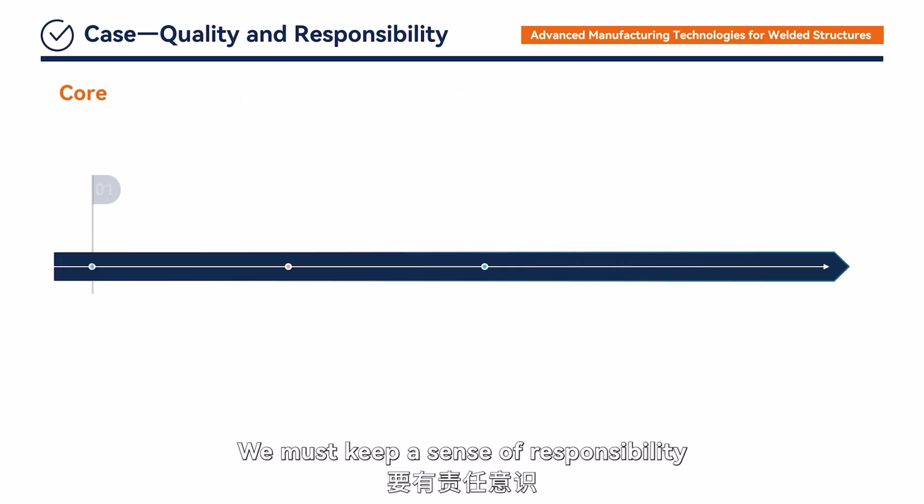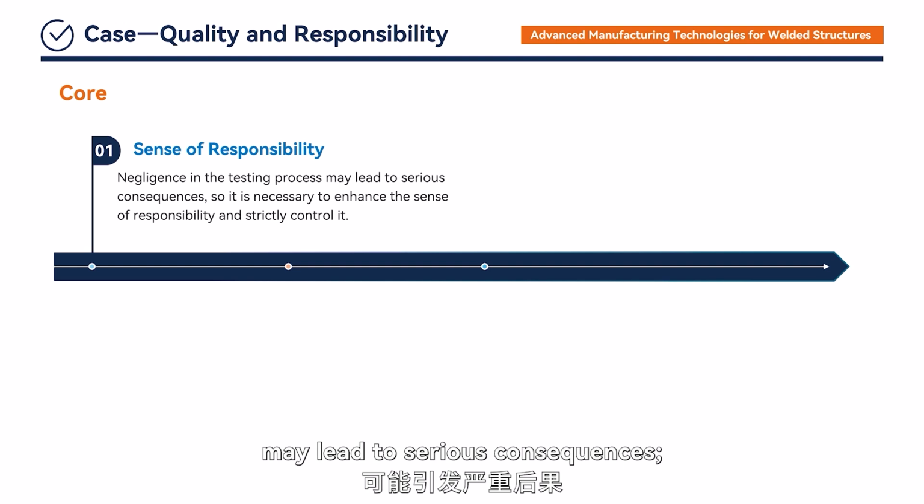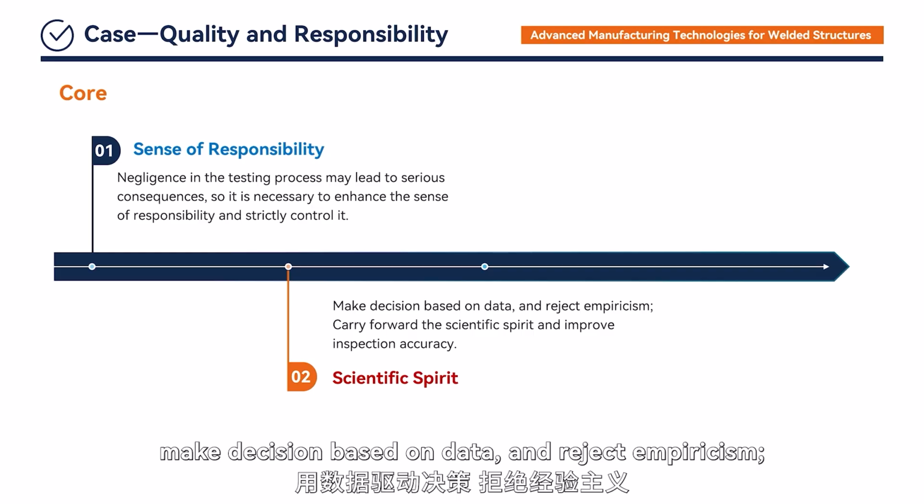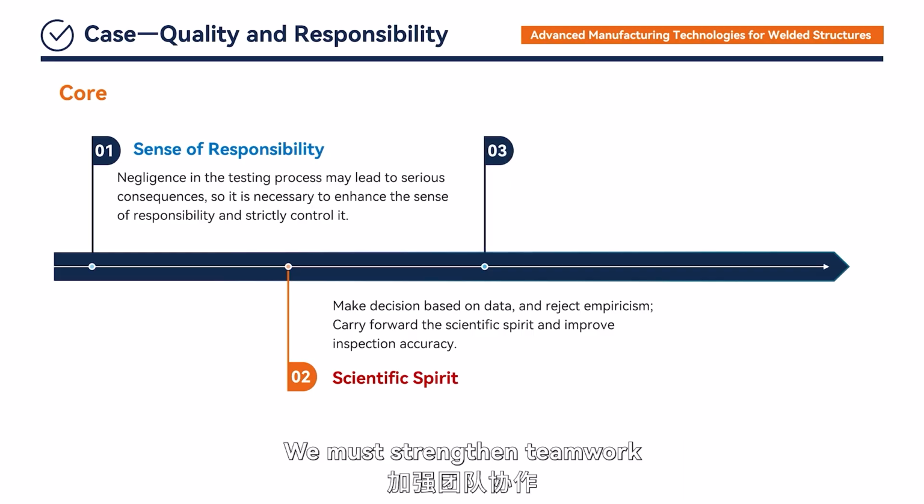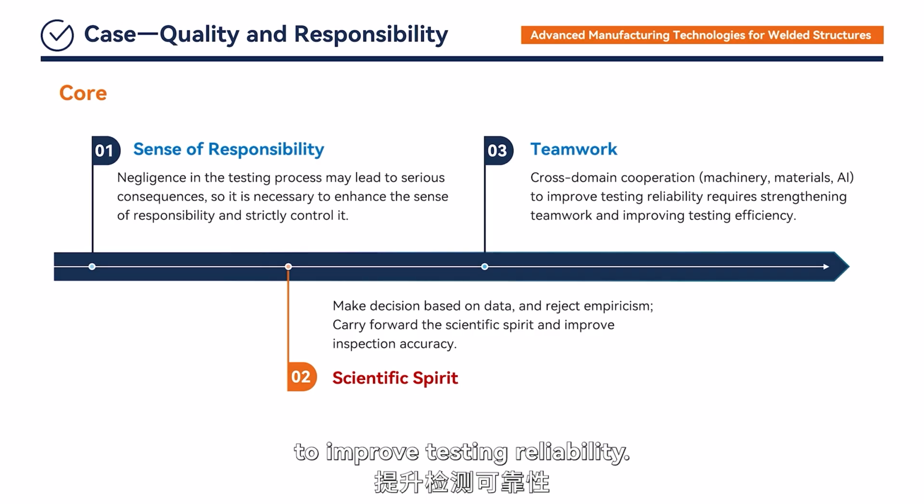We must keep a sense of responsibility since negligence in the testing process may lead to serious consequences. We must carry forward the scientific spirit, make decisions based on data, and reject empiricism. We must strengthen teamwork and cross-domain cooperation to improve testing reliability.